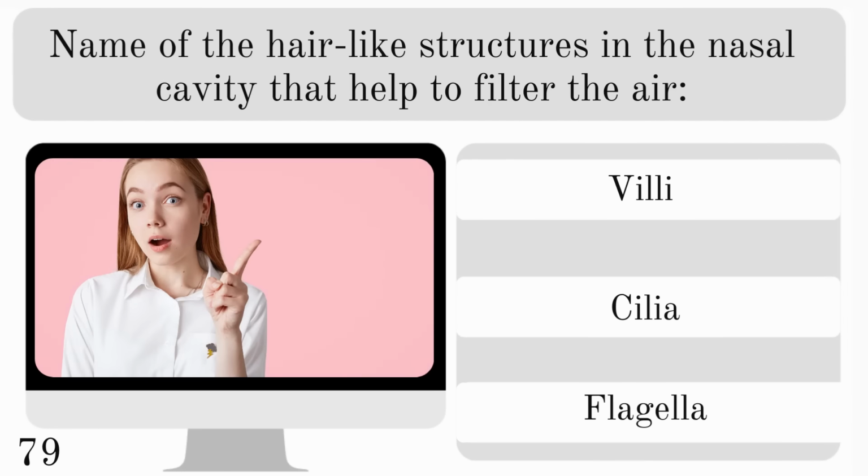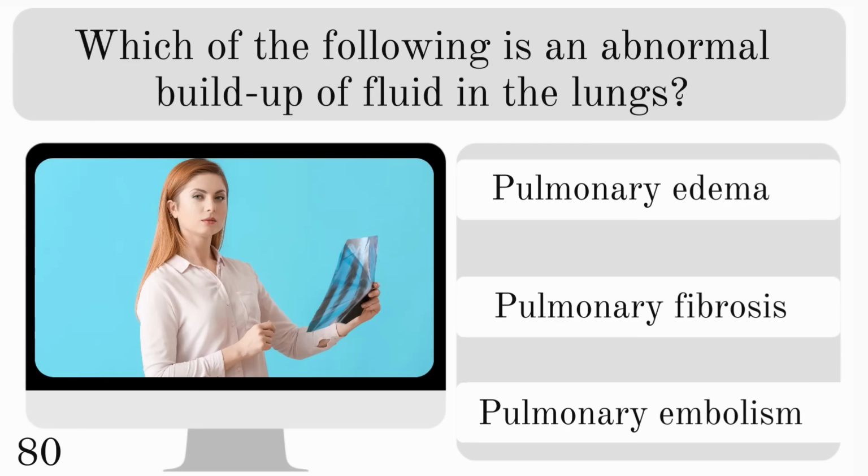Name the hair-like structures in the nasal cavity that help to filter the air. Are they villi, cilia or flagella? And they are cilia. Which of the following is an abnormal buildup of fluid in the lungs? Is it a pulmonary edema, fibrosis or embolism? And it is a pulmonary edema.